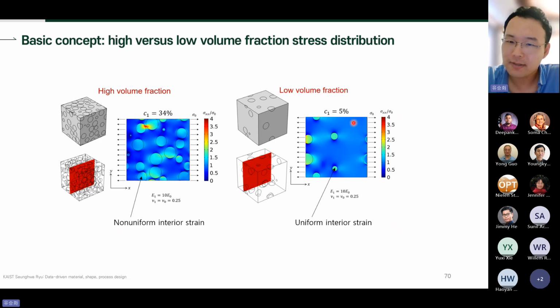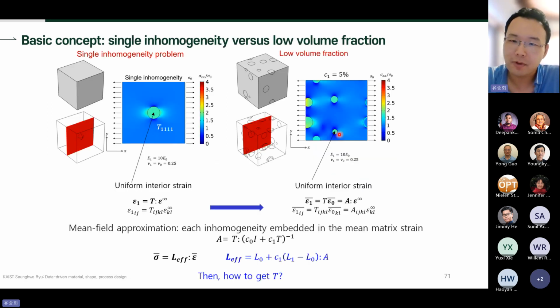However, if it's a low volume fraction, the strain field inside the inclusion is uniform. After having this observation, if we compare this uniform strain distribution inside, it can be the same as a single inclusion strain distribution. And if we have the relationship between the external stress and internal stress using the T tensor, then we can predict the relationship between external stress and internal stress using the concentration tensor A. This A will be given as a function of T and the volume fraction.